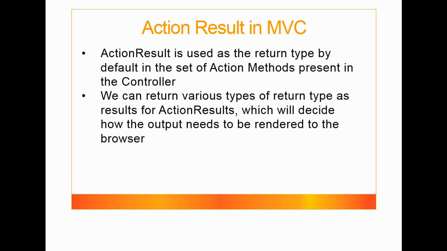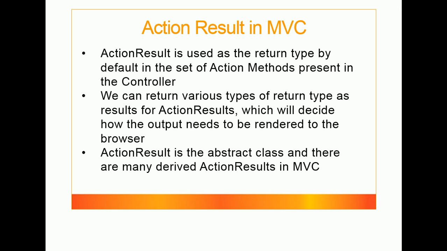Now we shall see the next point. Action result is an abstract class, and there are many derived action results in MVC. The above feature is possible, action result allows us to return various types of result. This feature is made possible because action result is an abstract class.